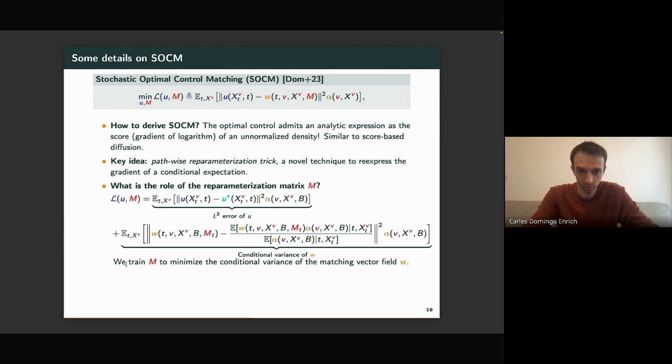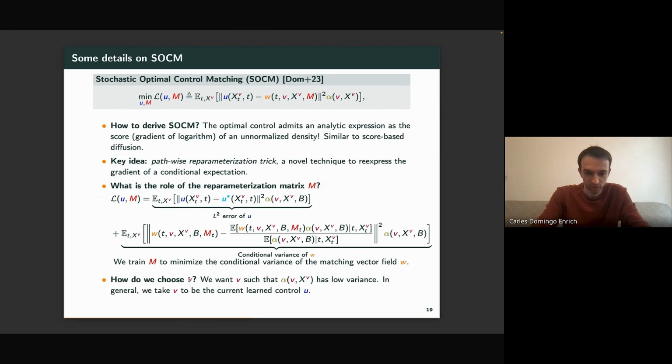So what we're doing when we train M is actually minimizing the conditional variance of the matching vector field. This goes back to what I said earlier: good performance stems from a good functional landscape plus low gradient variance. When we're optimizing M like this, we're reducing the gradient variance, because this term could be a source of variance. So the smaller this term, the lower the variance of our gradient with respect to the neural network parameters of U.